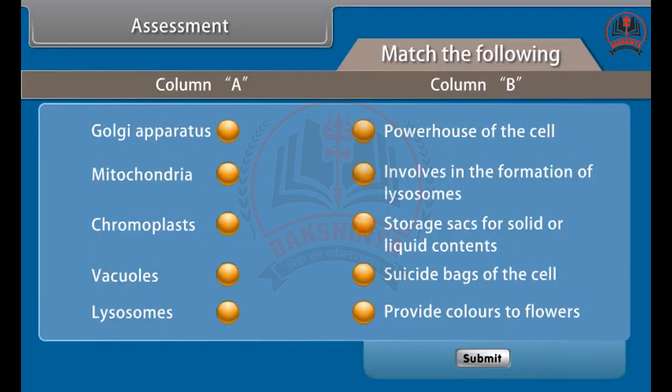Assessment. Before proceeding further, let us know how much you have learned. Match the column A with column B.